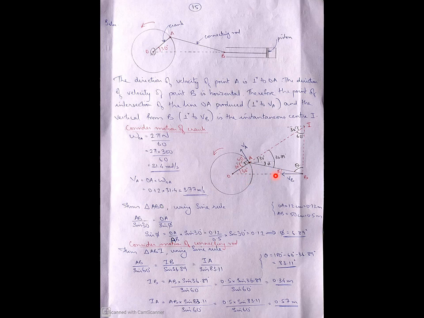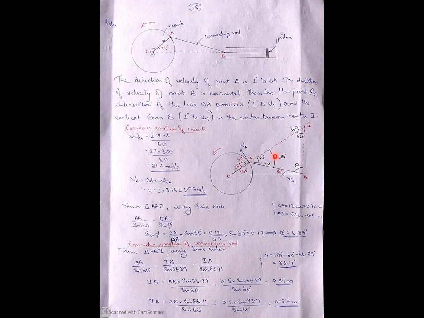So we want the value of this phi. How to find this phi? This angle is 30 degree. This phi is unknown. We have this OA distance, which is 0.12, and AB distance, the connecting rod, which is 0.5 meters. So by using sine rule, it is AB divided by sine 30 equal to OA divided by sine phi. From that you will be getting phi equal to 6.89 degree. So this motion of crank is the same as what we have seen in general plane motion. Nothing is different. Now let us consider the motion of the connecting rod.